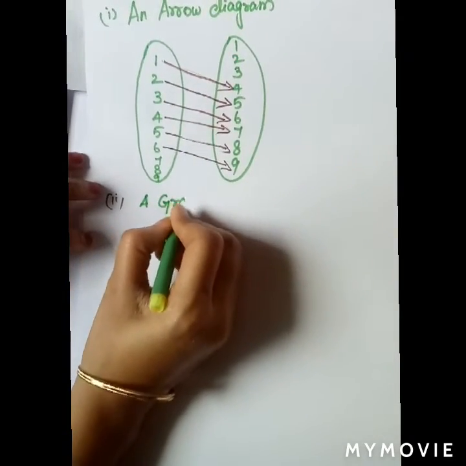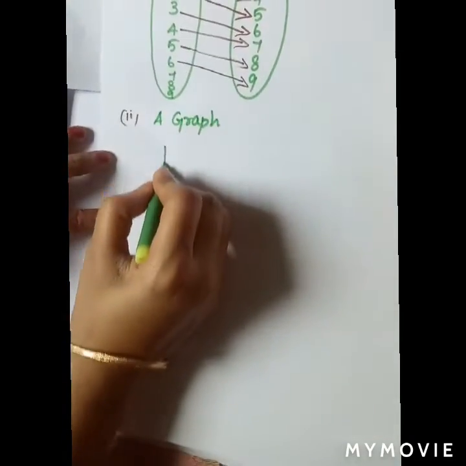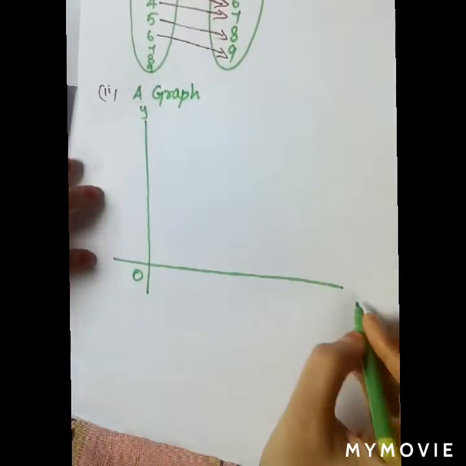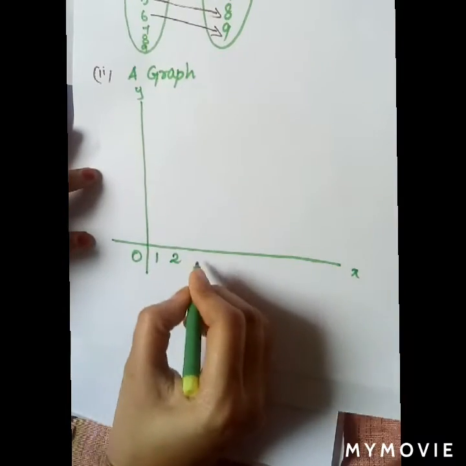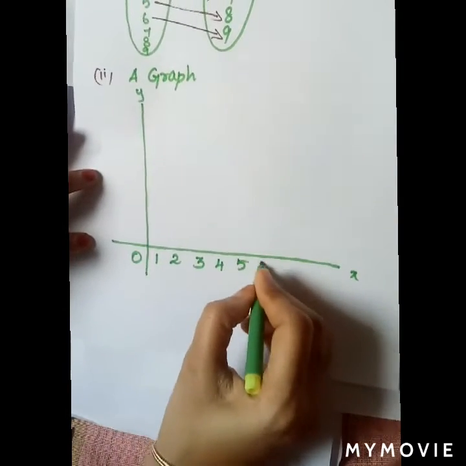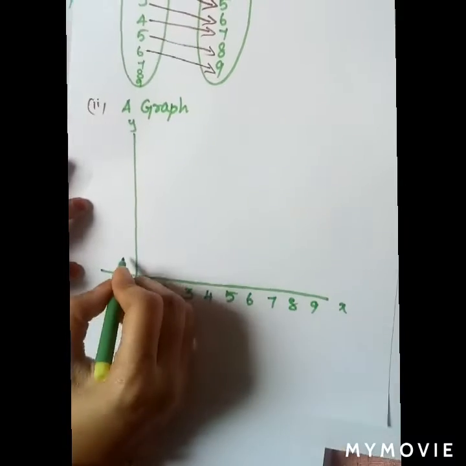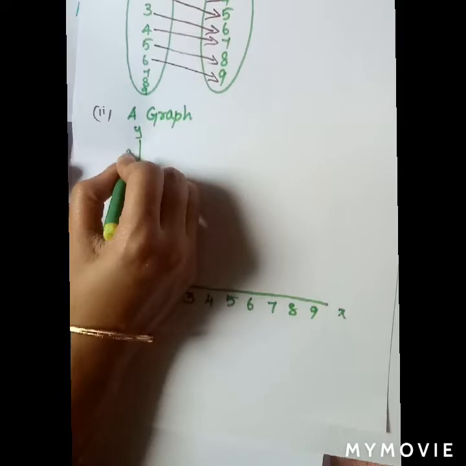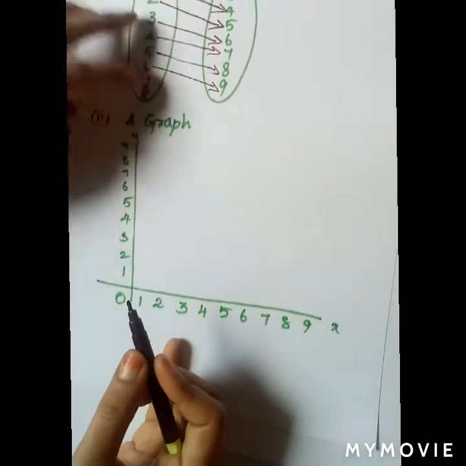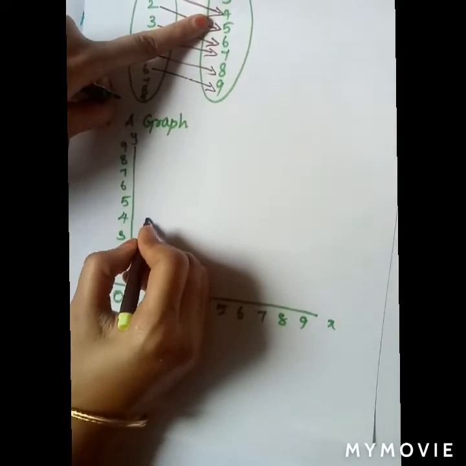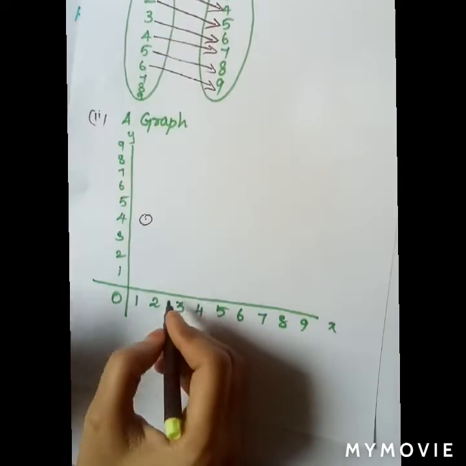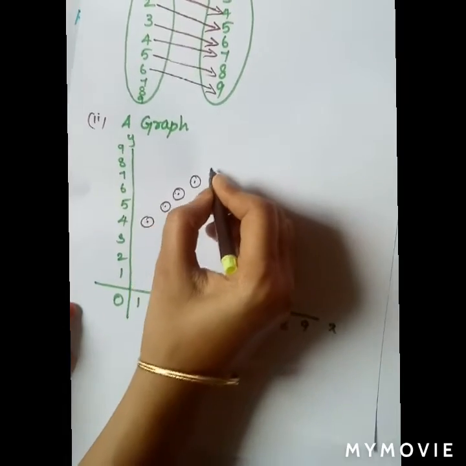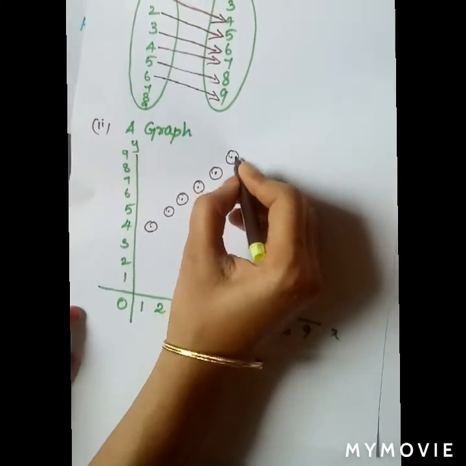Next, a graph. 1 comma 4, 2 comma 5, 3 comma 6, 4 comma 7, 5 comma 8 and 6 comma 9.